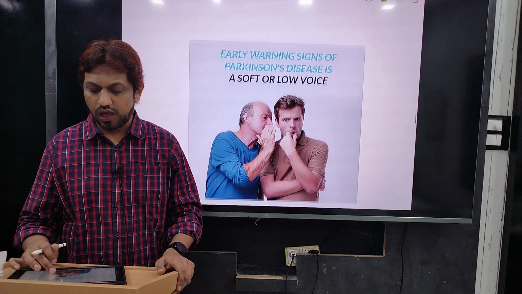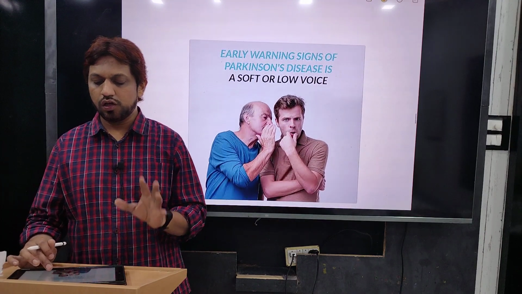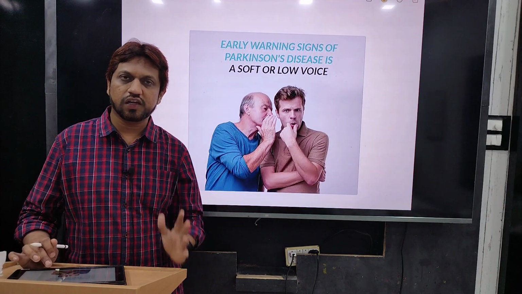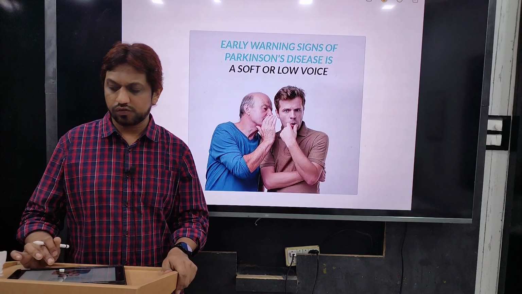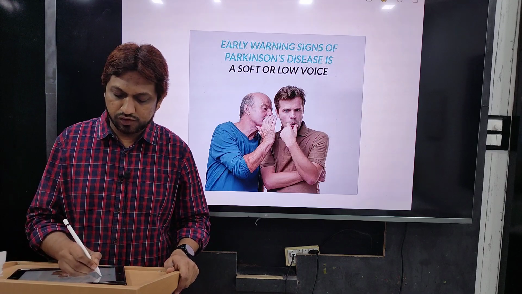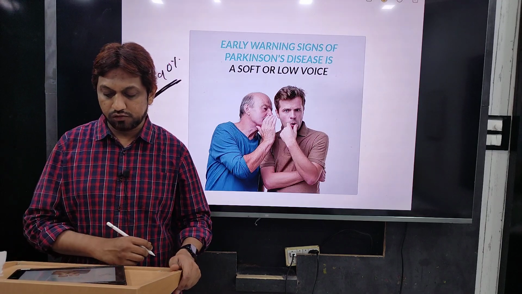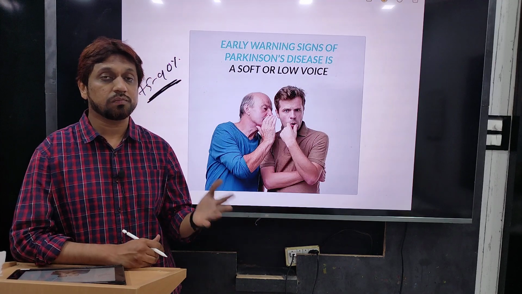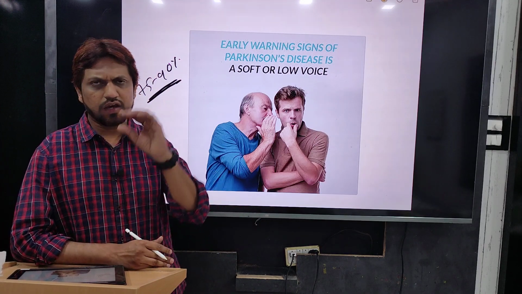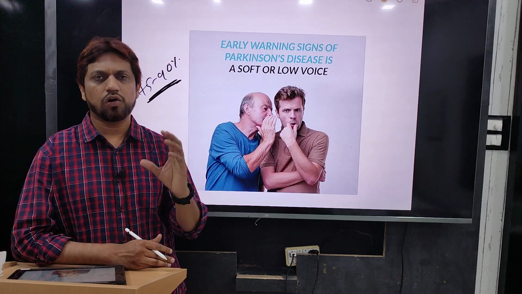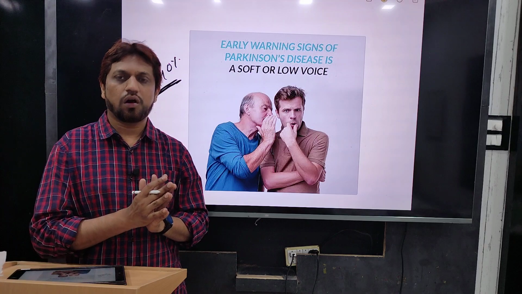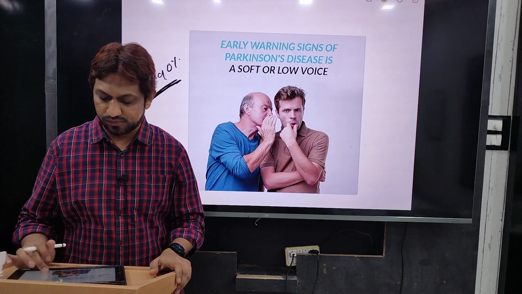Then another one is hypophonia, or the soft voice or low voice, that is, the volume of the voice is decreased. This is seen in around 75 to 90% of the patients. Sometimes it will occur before the main motor symptoms of rigidity, tremors and akinesia. Before that, the voice becomes very low in volume. Okay, a soft voice. This is also one of the diagnostic features or symptoms of Parkinson's disease.